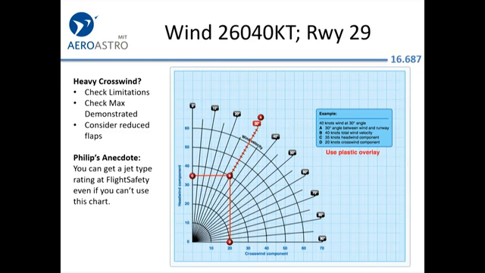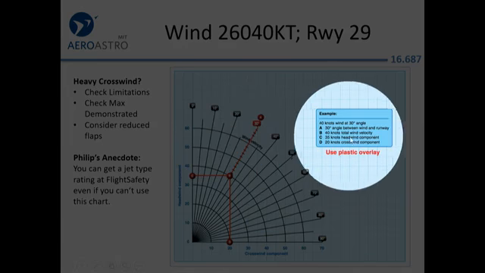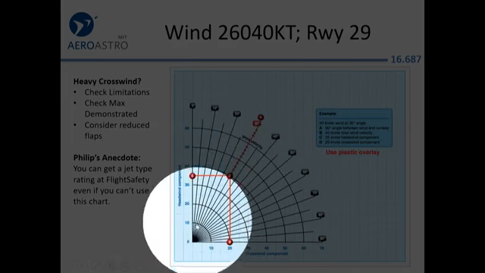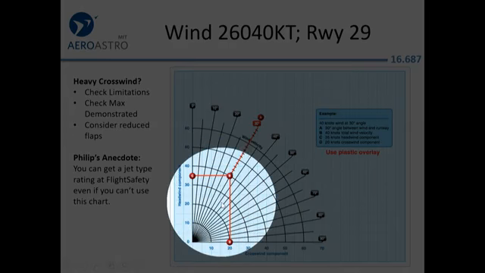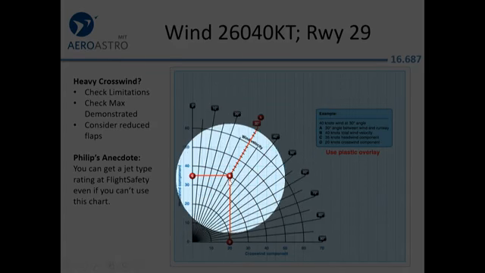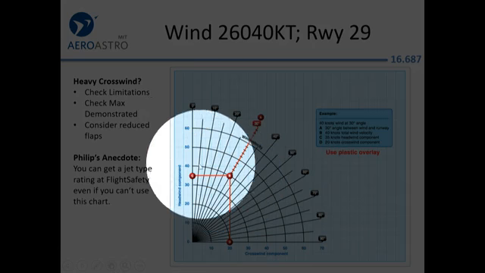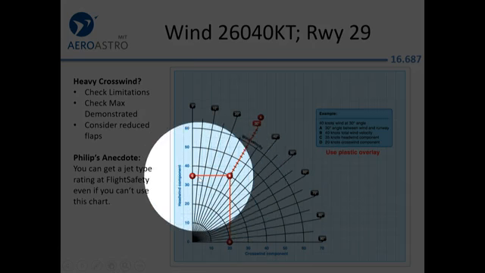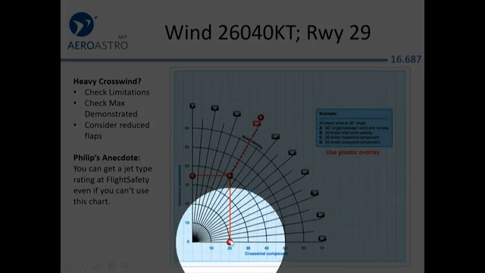Okay, crosswind chart. So this here shows you that if you have a 40-knot wind at a 30-degree angle, you go over here on the chart to the 30-degree line. You use this 40-knot ring, and then you can find that it's a 35-knot headwind and a 20-knot crosswind.